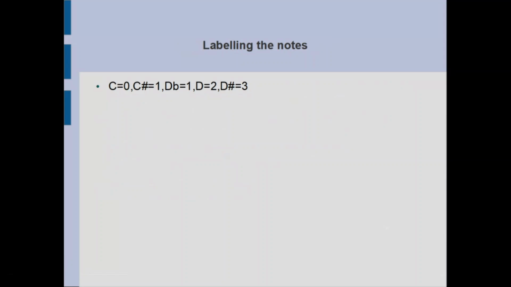Now, I will work in this lecture with the addresses of the notes. What does that mean? I will put that C is 0, C sharp is 1, D flat of course is also 1, D is 2, D sharp is 3, and E flat is also 3, E is 4, and you get it. I'll work with the addresses of the notes.